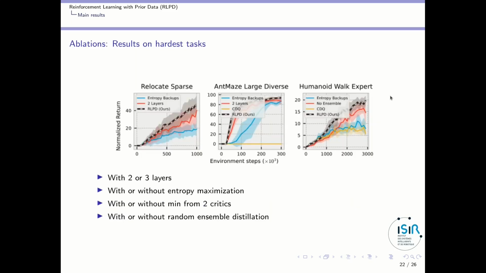They provide a few ablations. First, they look at how the algorithm behaves depending on how many layers you use in the actor or in the critic, with or without entropy maximization, with or without taking the mean from 2 critics, and with or without random ensemble distillation, and they show that in any case the full RLPD algorithm is better than all these ablations. And again, the different figures correspond to the hardest environments in the different domains. So relocate-sparse is the hardest Adroit task, AntMaze large diverse is the hardest AntMaze task, and humanoid walk expert is difficult, as humanoid is the most difficult locomotion task.